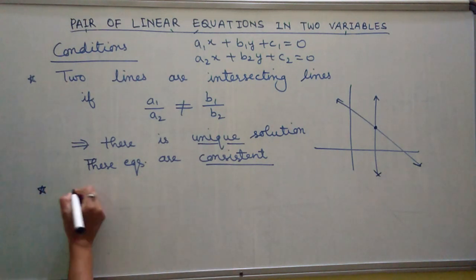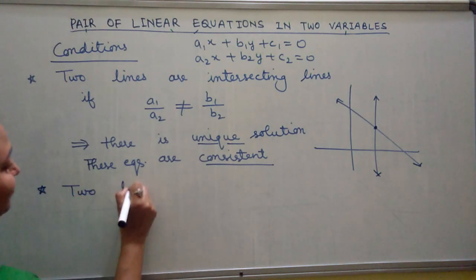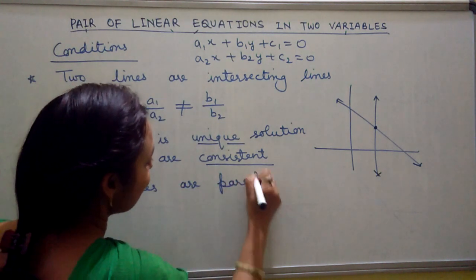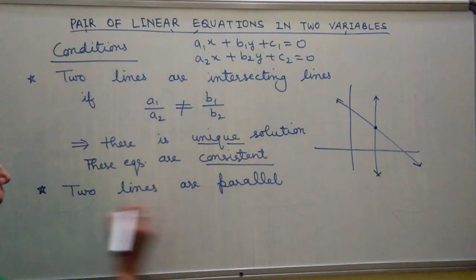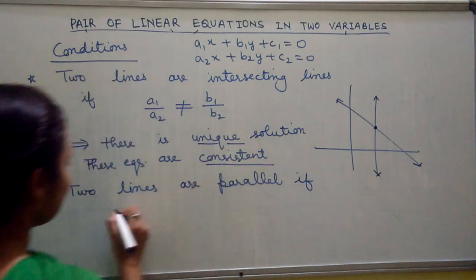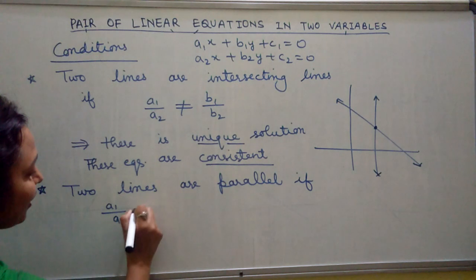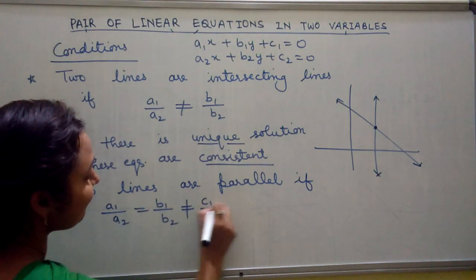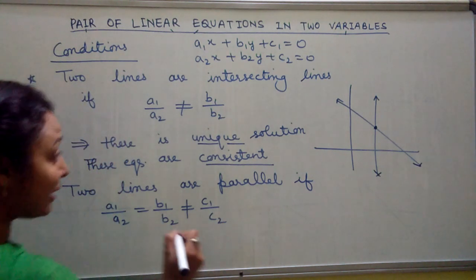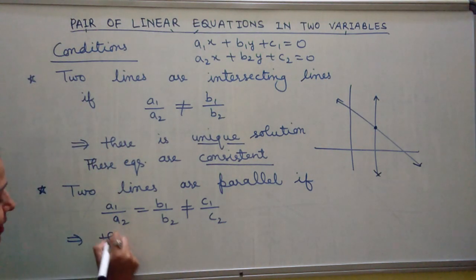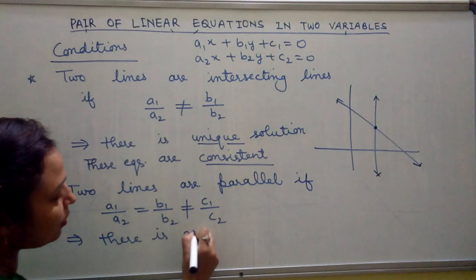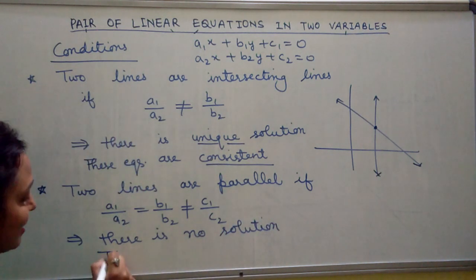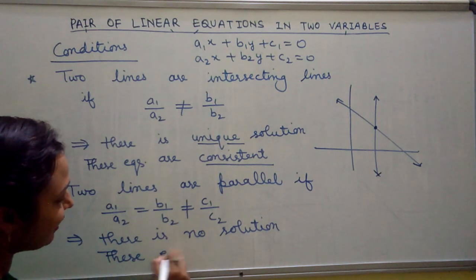Second one, two lines are parallel if a1 upon a2 equals b1 upon b2 not equals c1 upon c2. That means there is no solution, right? And these equations are inconsistent.